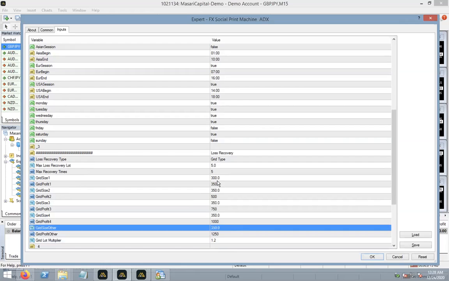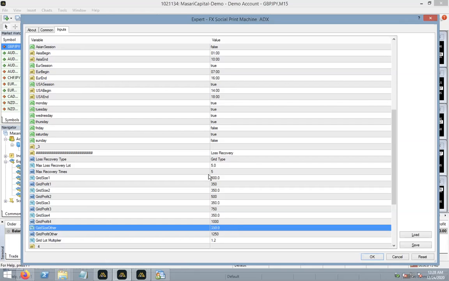So when it goes 30 pips in the wrong direction, it goes for 35 pips. If it goes another 35 pips in the wrong direction, it's going to go for 50 pips. If it goes another 35 pips in the wrong direction, it's going to go for 75 pips to help recover all those losses. If it goes another 35 pips in the wrong direction, it's going to go for 100 pips. And if it goes another 35 pips in the wrong direction, it's going to go for 125 pips to help recover all these trades, right?